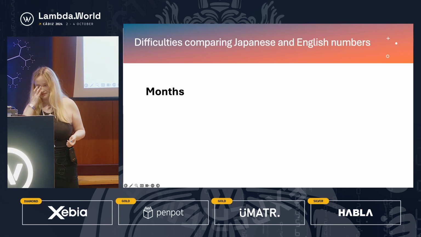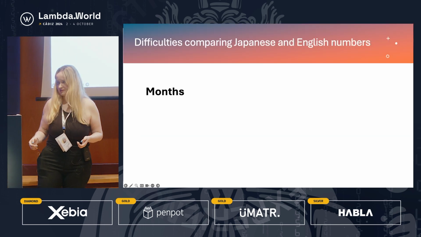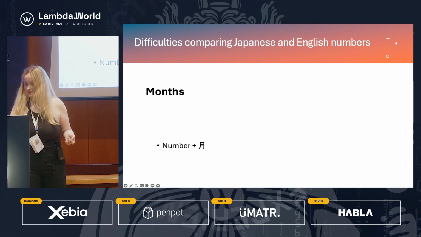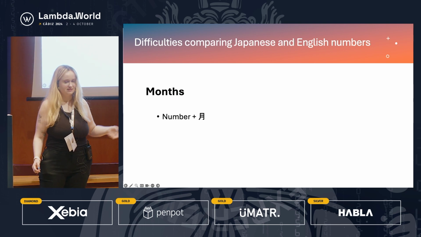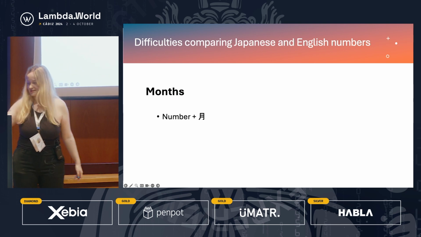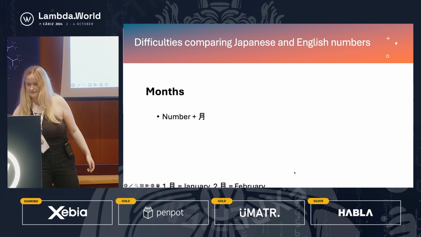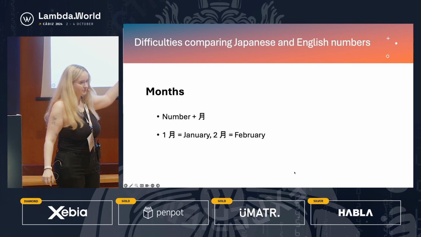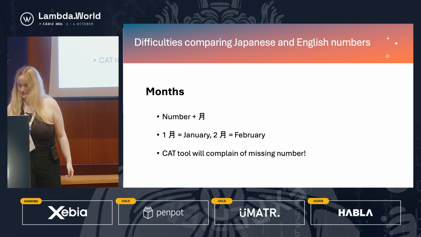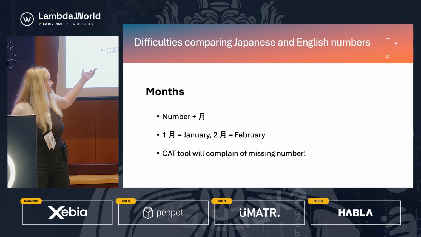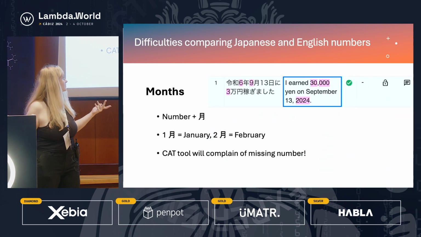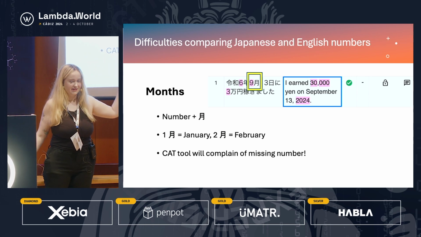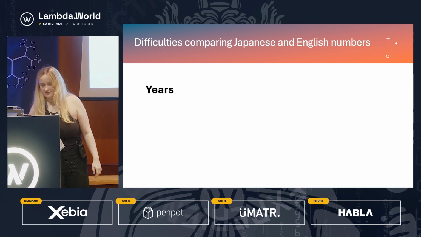Probably the most simple example of how the differences between representing numbers in Japanese and English would be a month. In Japanese, a month is just a number plus this character, which is pronounced gatsu, but it means month. So for example, if you want to say January, you can say 1 gatsu, and February would be 2 gatsu, etc. What happens when the CAT tool sees this correctly translated as January, it's going to complain that there's a missing number. In this example, this means September, but the tool is complaining that there's a missing 9.